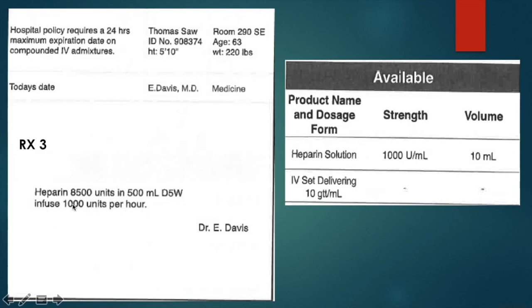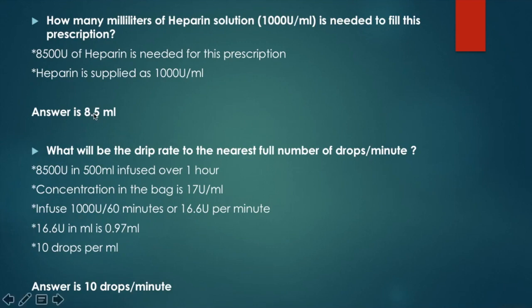All right, just give 1,000 units per hour. How will I get my heparin? Well, in the pharmacy, we have this heparin solution that's 1,000 units per ml. How many mLs of that would I need? Pretty simple, right? 8.5 ml.